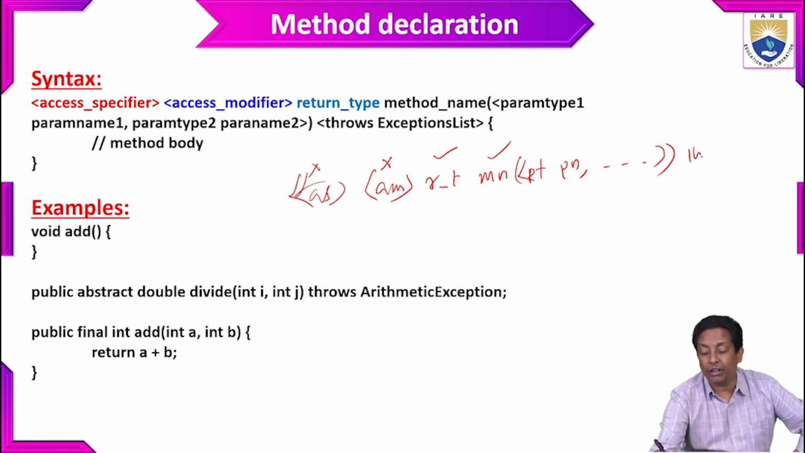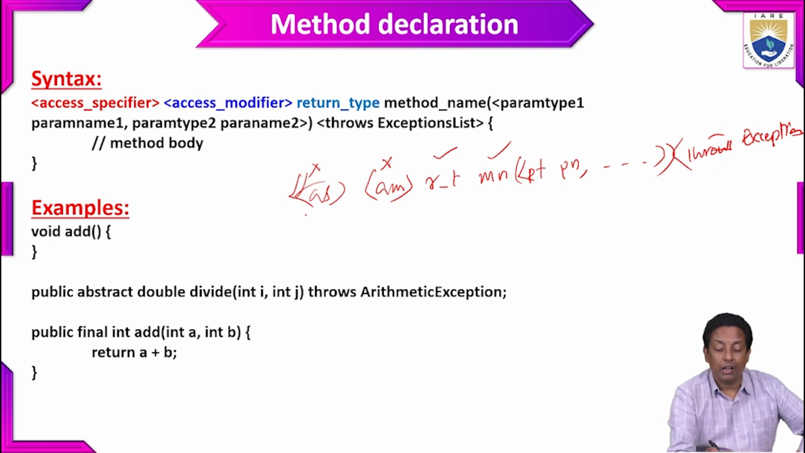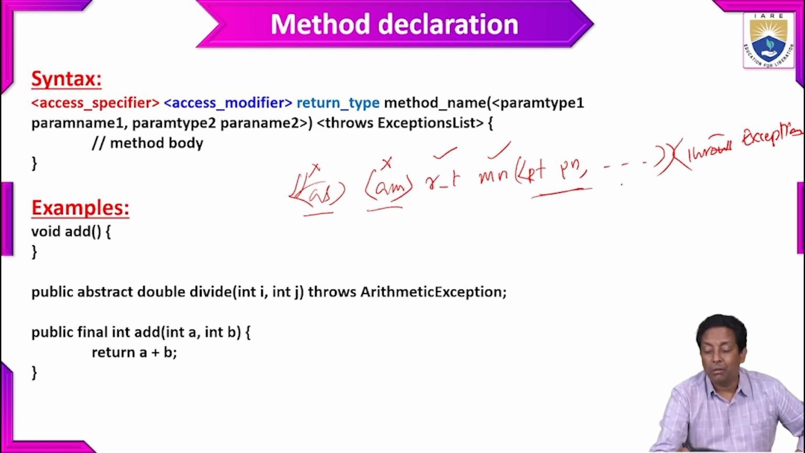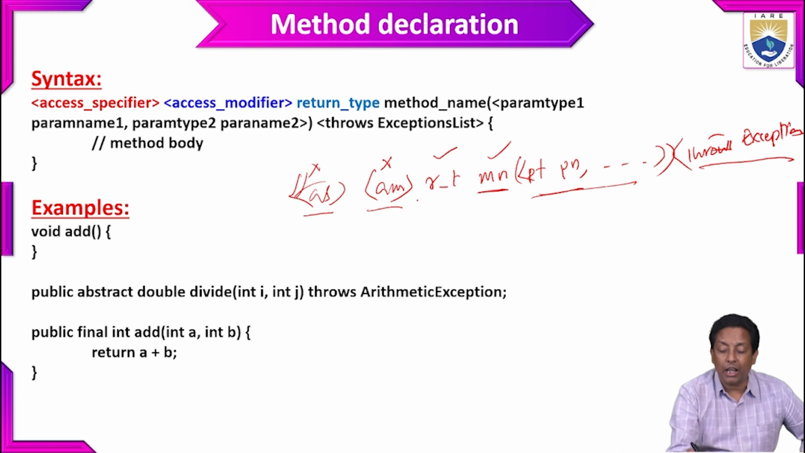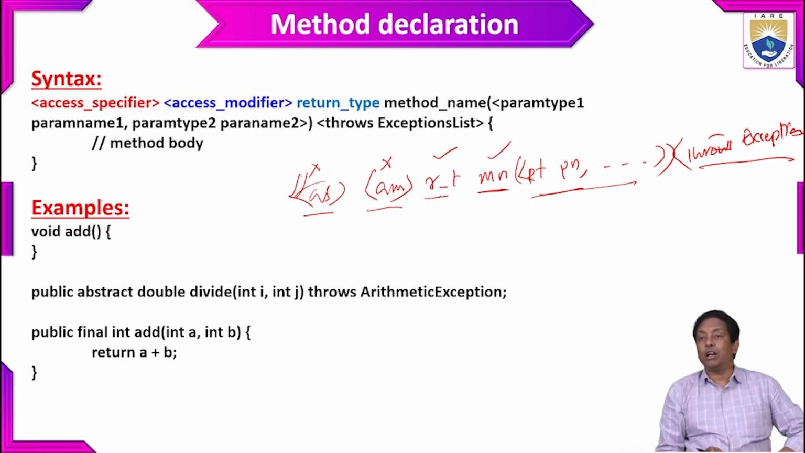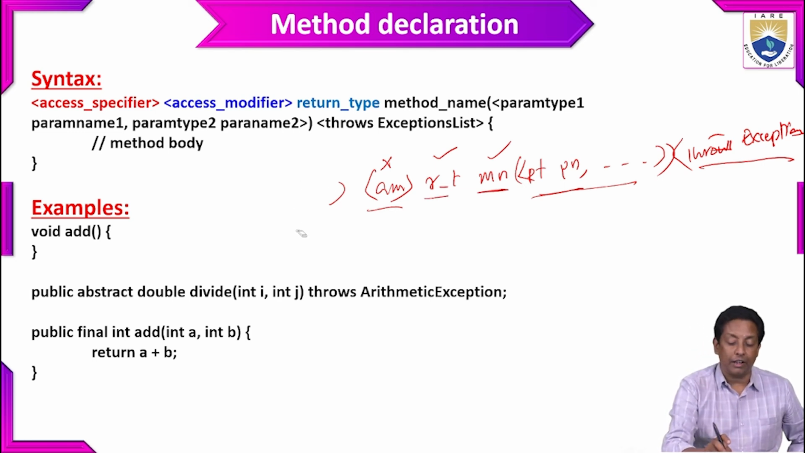And next to the method, we will write throws exception. We don't discuss these exceptions right now; this will be discussed in the exceptions topic. Throws exception is optional. The access specifier is optional. Access modifier is optional. Parameter type and parameter names are optional. Throws exceptions are optional. Only the method name and its return type are mandatory. Only those two are mandatory.